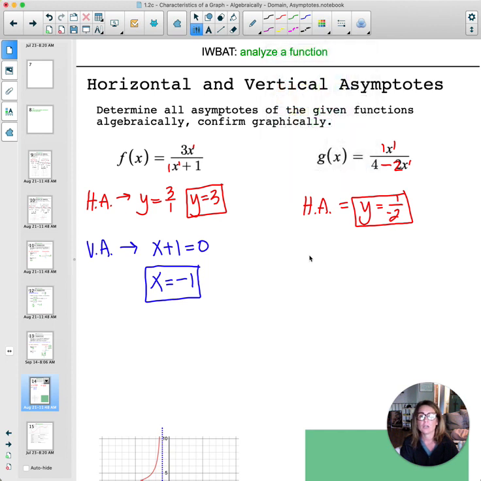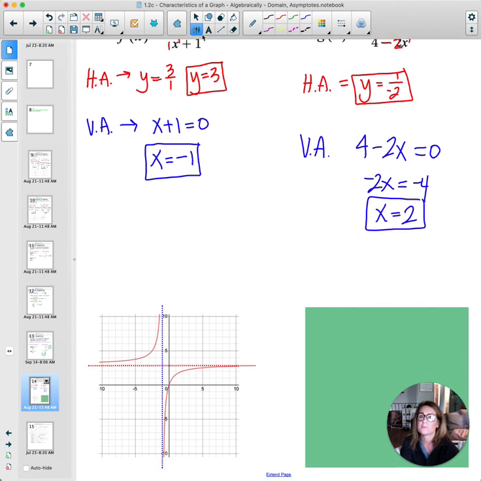Vertical asymptote, again, is where the denominator equals 0. So the denominator is 4 minus 2x. If there isn't a denominator or it can't equal 0, then you would have no vertical asymptote. Okay, so 4 minus 2x equals 0. So we can subtract 4 from both sides. Divide by negative 2. So negative 4 divided by negative 2 is positive 2. And that's your vertical asymptote.